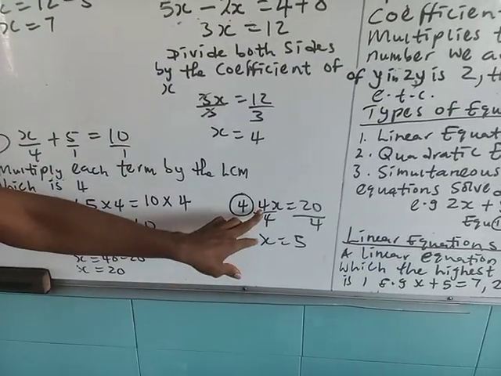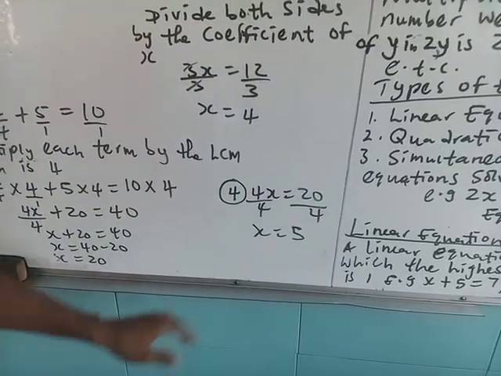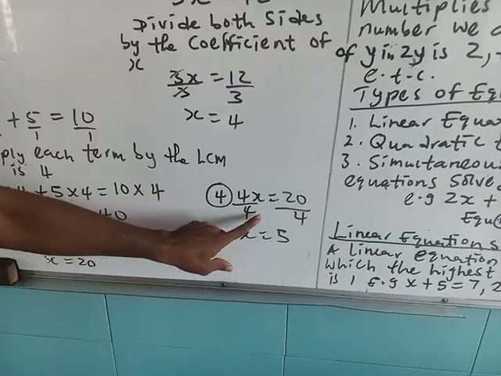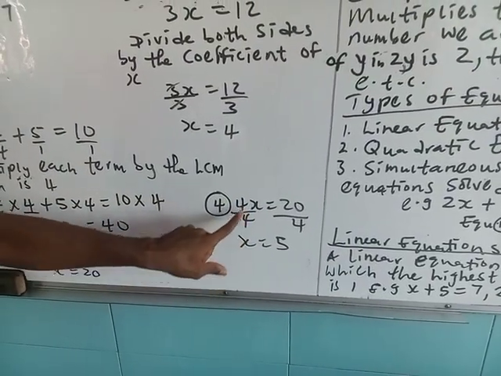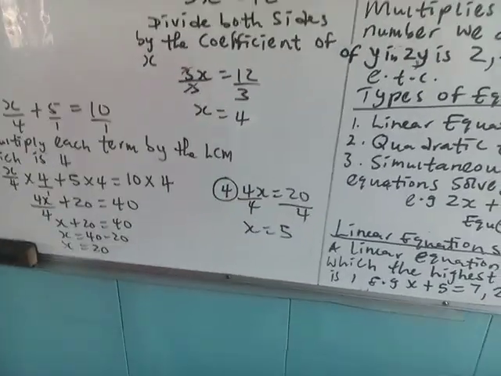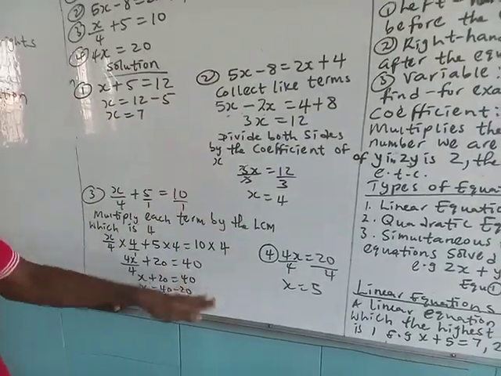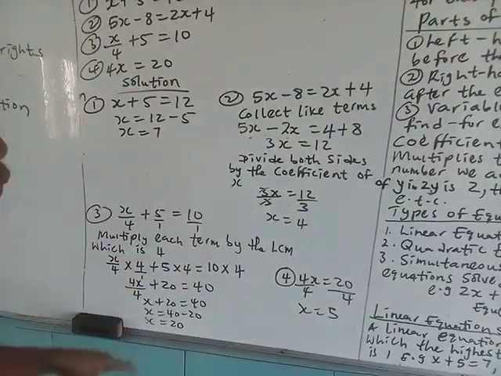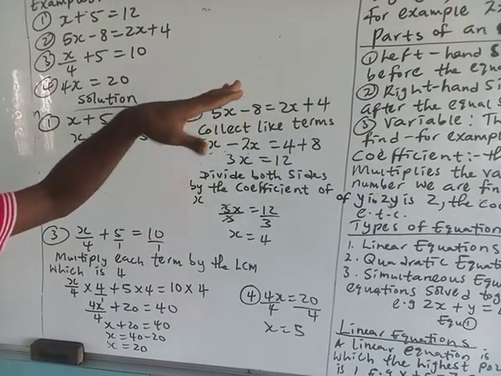Then the last one, you'll be given a question like 4x equals 20. The best thing to do is to divide both sides by the coefficient of x. And what is the coefficient of x? 4. So 4x divided by 4 will give x, then 20 divided by 4 will give 5. So the value of x is equal to 5. So this is how to solve an equation.